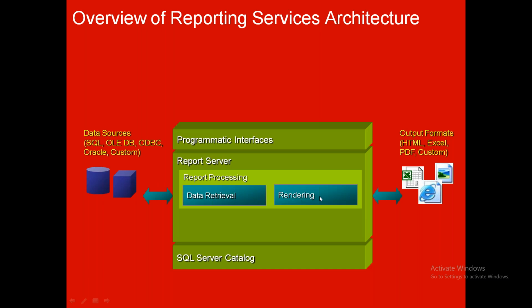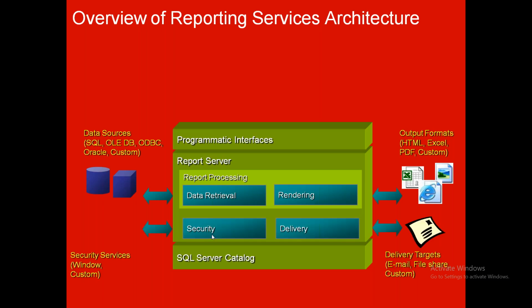And the next one is called how to render. How to render means how to display the report. Some people need it in images. Some people need it in HTML files. Somebody needs it in PDF and XML files or Excel files. So how to retrieve the data, how to render the data, how to apply security, and how to deliver the report to the end user using email or file share. So these are the four important things that you should know.